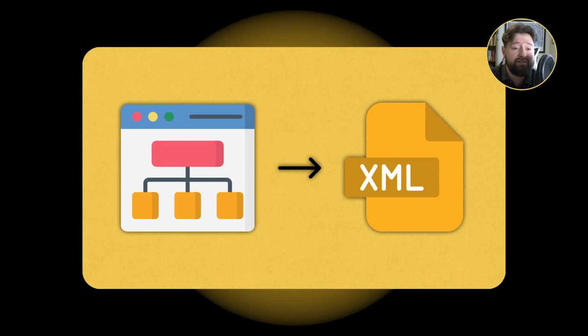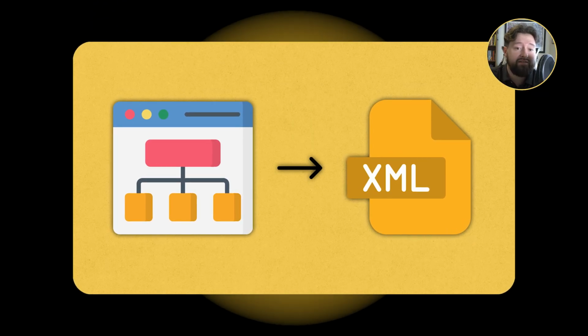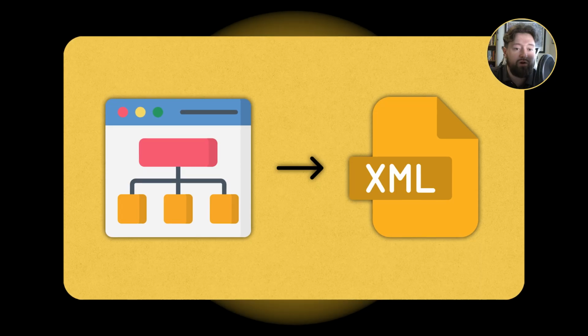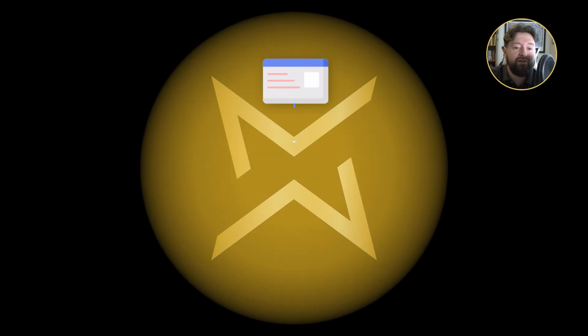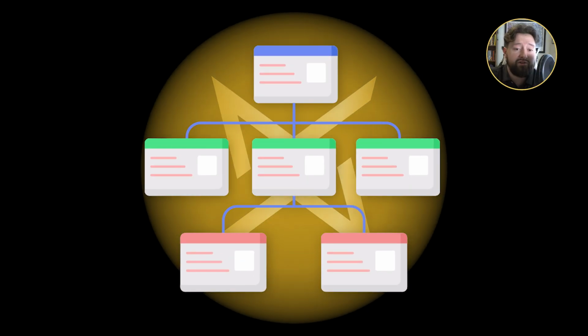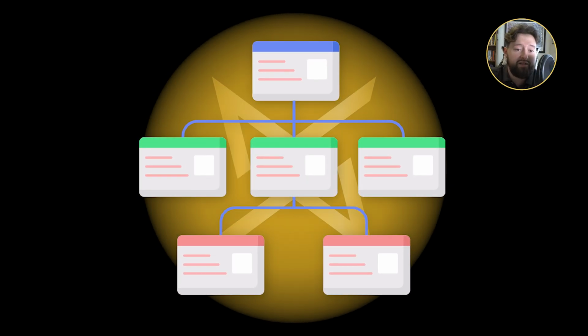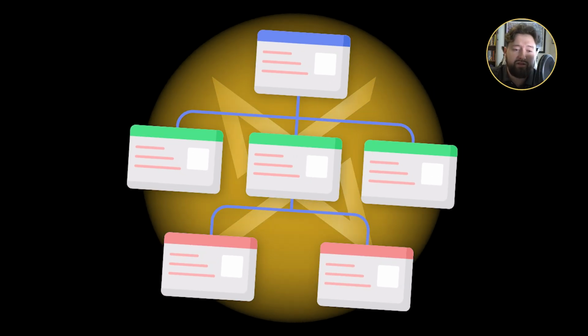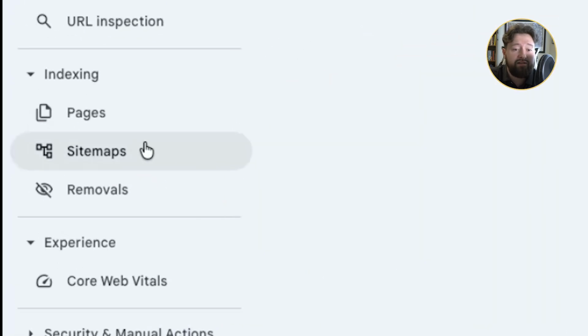Your sitemap is an XML file that lists every page on your site that you want Google to know about. Think of it as handing Google a table of contents for your website. Without it, Google has to discover your pages on its own by following links, which is slower and less reliable. In the left sidebar, click Sitemaps.